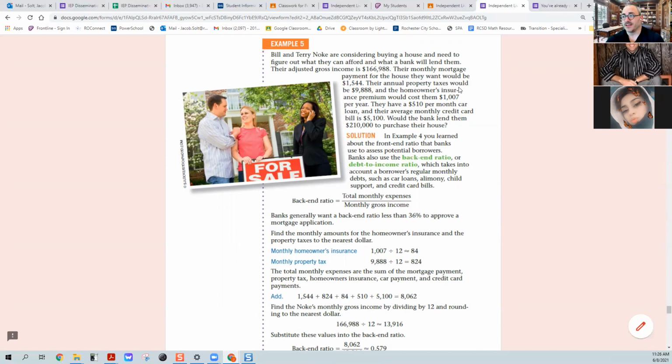Their annual property taxes, annual meaning paid once a year, would be $9,888, and the homeowner's insurance premium would cost them $1,007 per year. They have a car loan that they're paying off at $510 per month. And their average monthly credit card bill is $5,100. Would the bank lend them $210,000 to purchase their house?